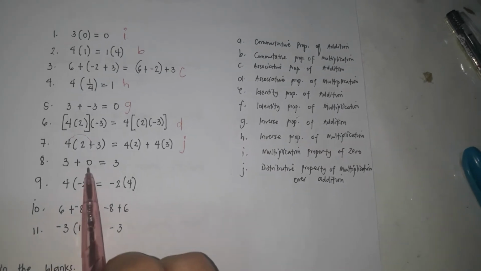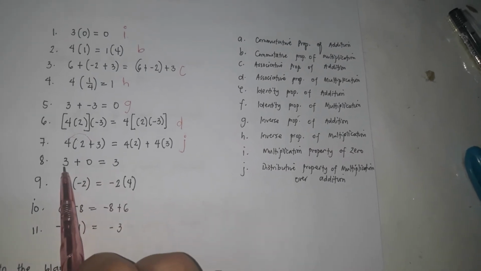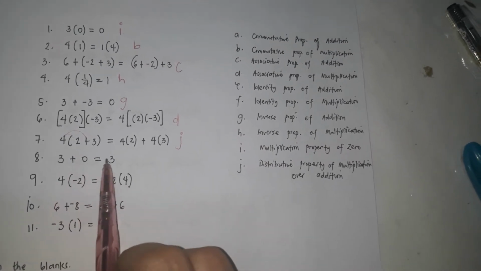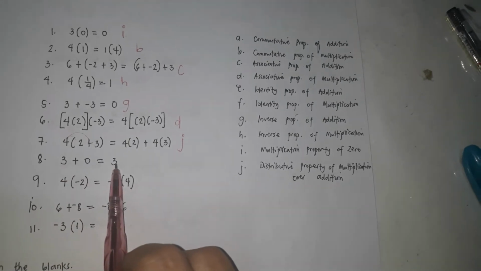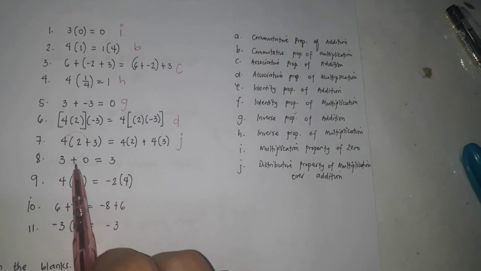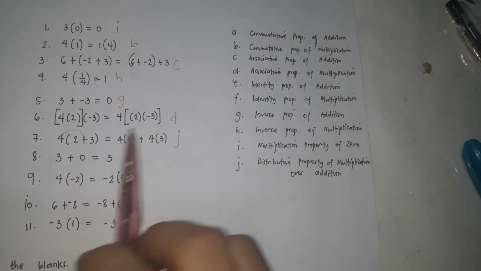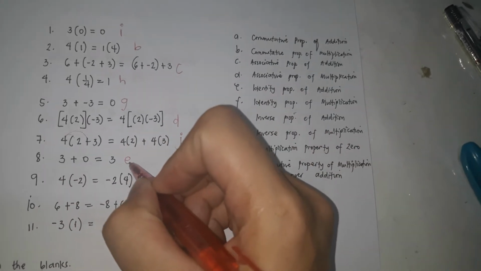Next, 3 plus 0 is equal to 3. Kung anong pinas mo, yun rin ang result. That's identity. So, pareho lang identity. Identity property of addition. Letter E.